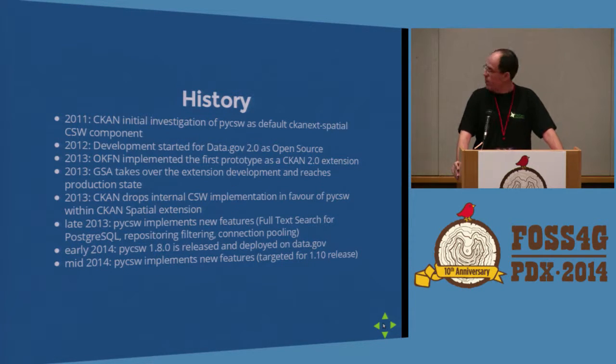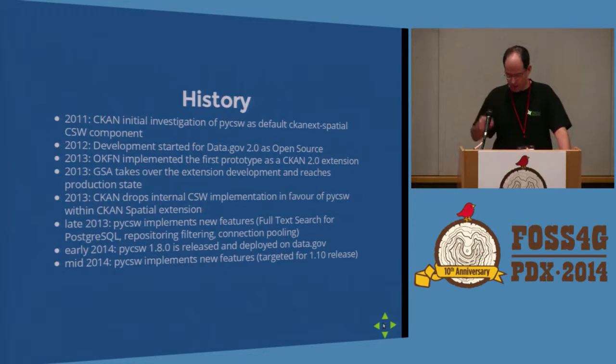Now, currently, we are actually, on Saturday, going to release 1.10 for pycsw during the code sprint here. And this is the version that is going to be updated on Data.gov also. It brings new features like OpenSearch. I'll talk about that later in more detail.